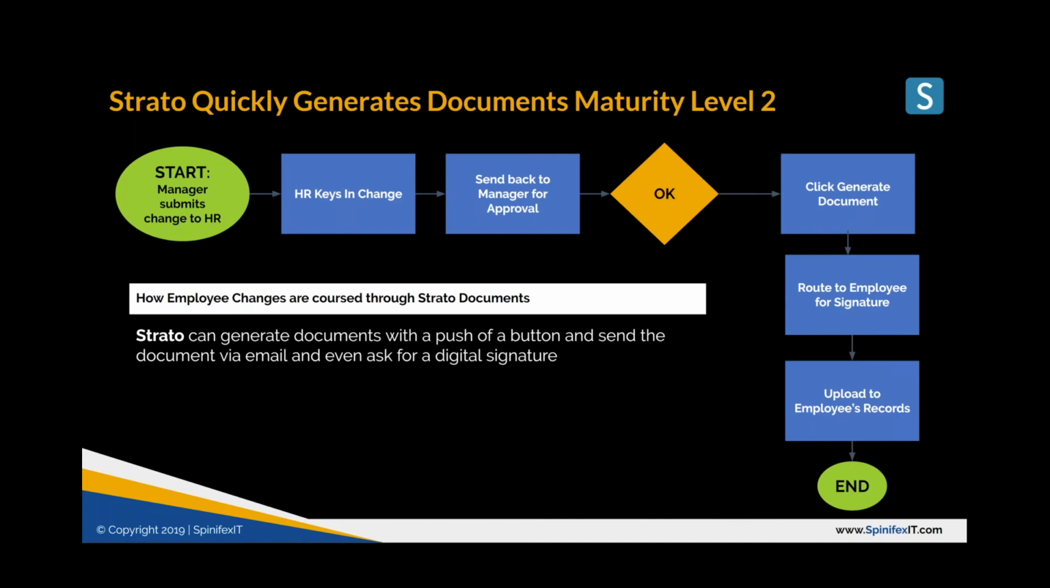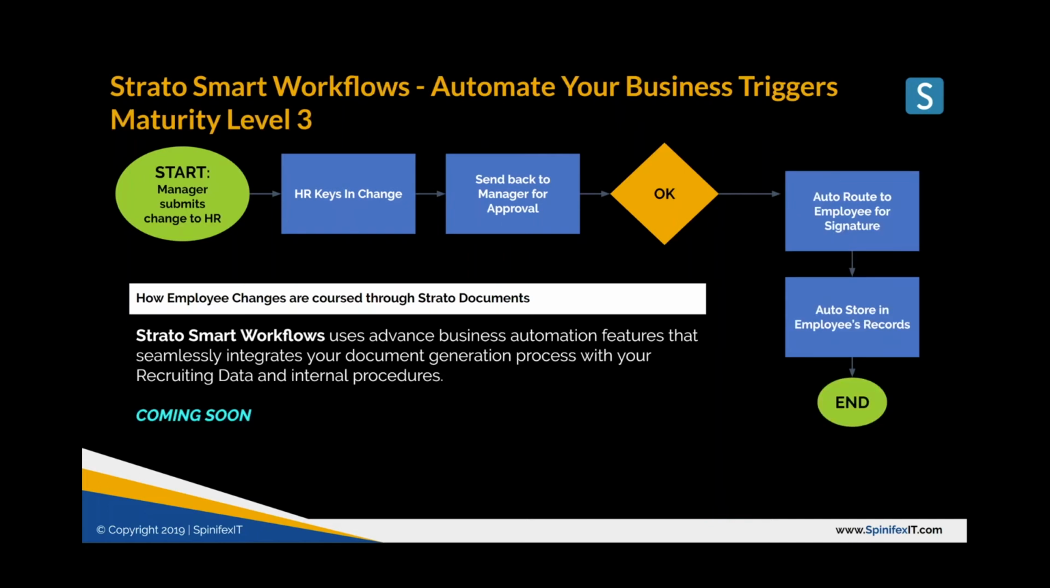But let's talk about maturity level 3, because that's where we're taking Strato in 2020. Maturity level 3 is you don't have to do anything, right? You set up Strato, our document generation solution, to do it automatically. The same process still holds at the beginning: HR keys a change, the manager approves it. But then you don't have to go in and push the button to send it off to the employee. It will automatically get generated and sent to the employee, signed by the employee, and automatically stored back in the employee's records, and you'll get a notification that that occurred. So that's level 3, and we should have this out in the beginning part of 2020 within our system.